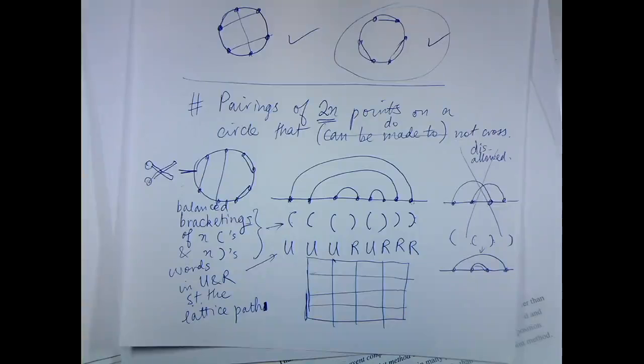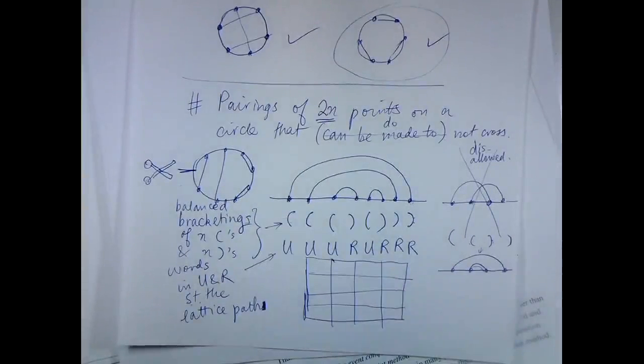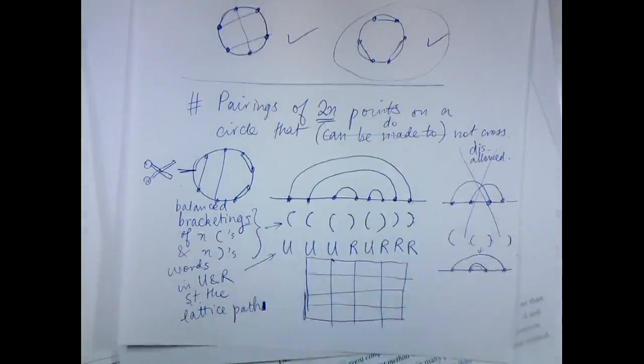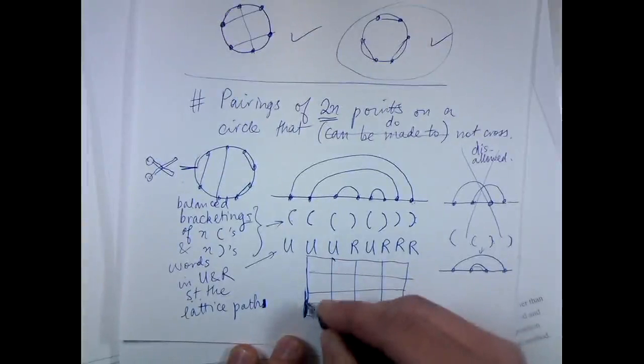There is a constraint. Does anyone think of a geometric way of describing that constraint? Well, first of all, could the first one be an R? Is that allowed? Or could the first one be a closed bracket? Not allowed to be a closed bracket because there's nothing to close. In other words, it has to be the start of a pairing, so it has to be a U. So the first step must be up.